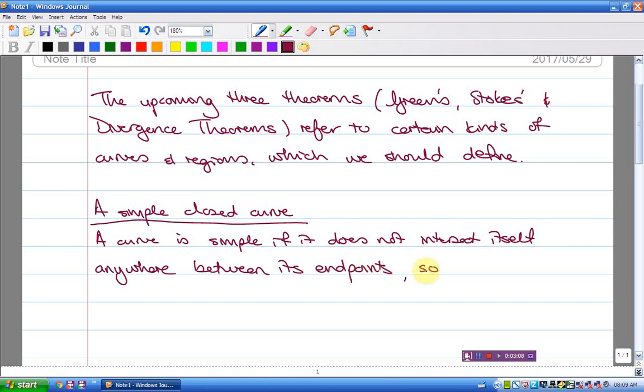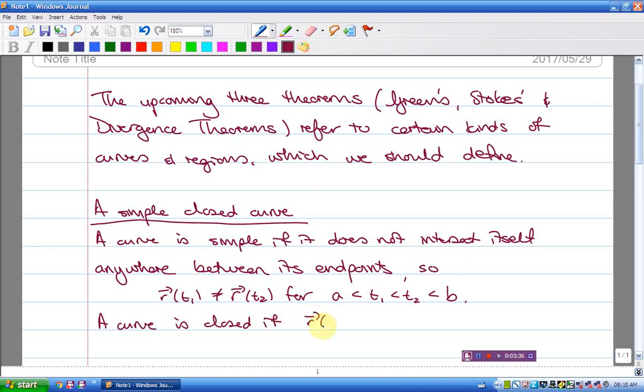If you want to write that symbolically, you'd say r of t1 is not equal to r of t2 for t1 and t2 between the endpoints. So that would be symbolically writing what I've just said in words. A curve is closed if the endpoints are the same. So if r of a is equal to r of b. Okay, that's obvious, like a circle or something like that.